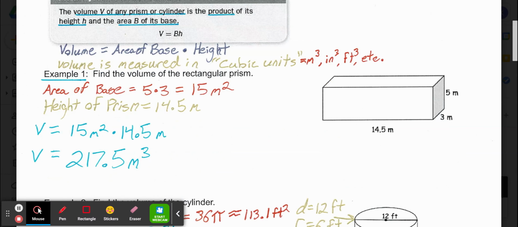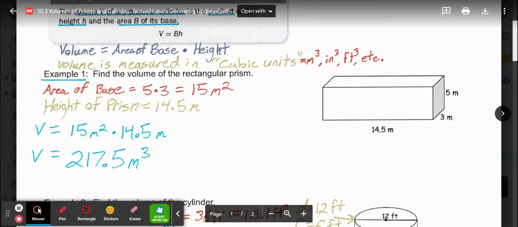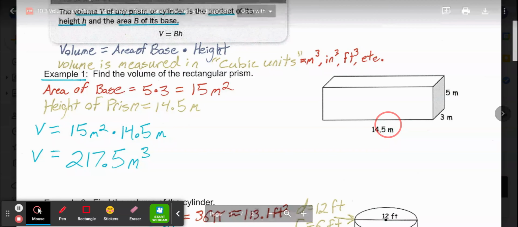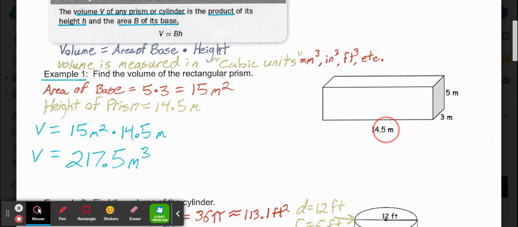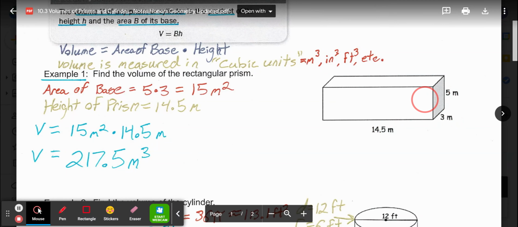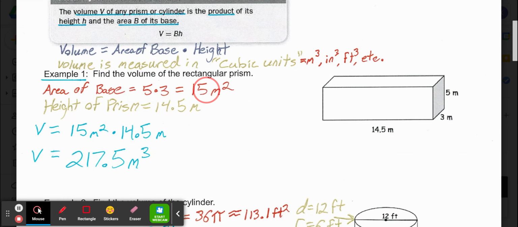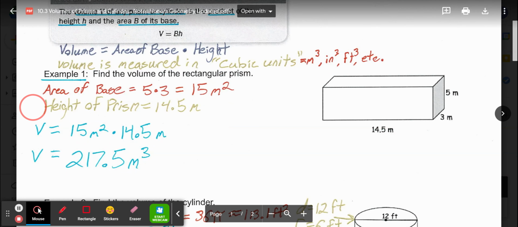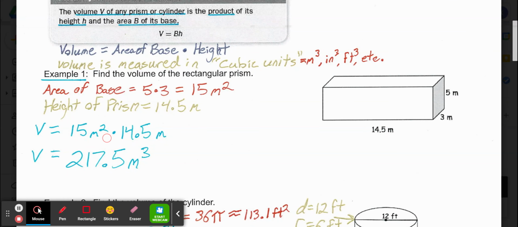So let's look at our first example, our rectangular prism. The height of the prism, because it's laid sideways, we need to identify the height, which is that length of 14.5 meters. Our base are the two congruent rectangles here and here, which is 3 by 5. So the area of the base, 3 times 5, 15 square meters. Height of the prism, 14.5. So our volume, multiply the two, and our overall volume is 217.5 cubic meters.